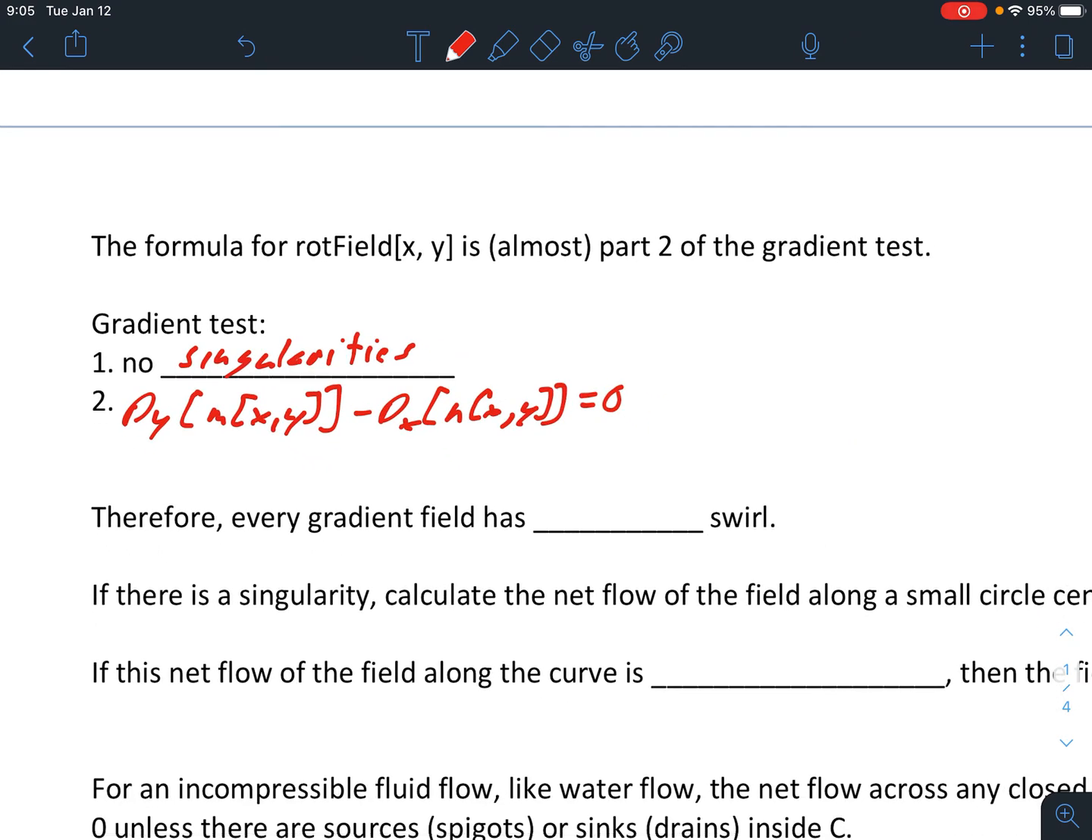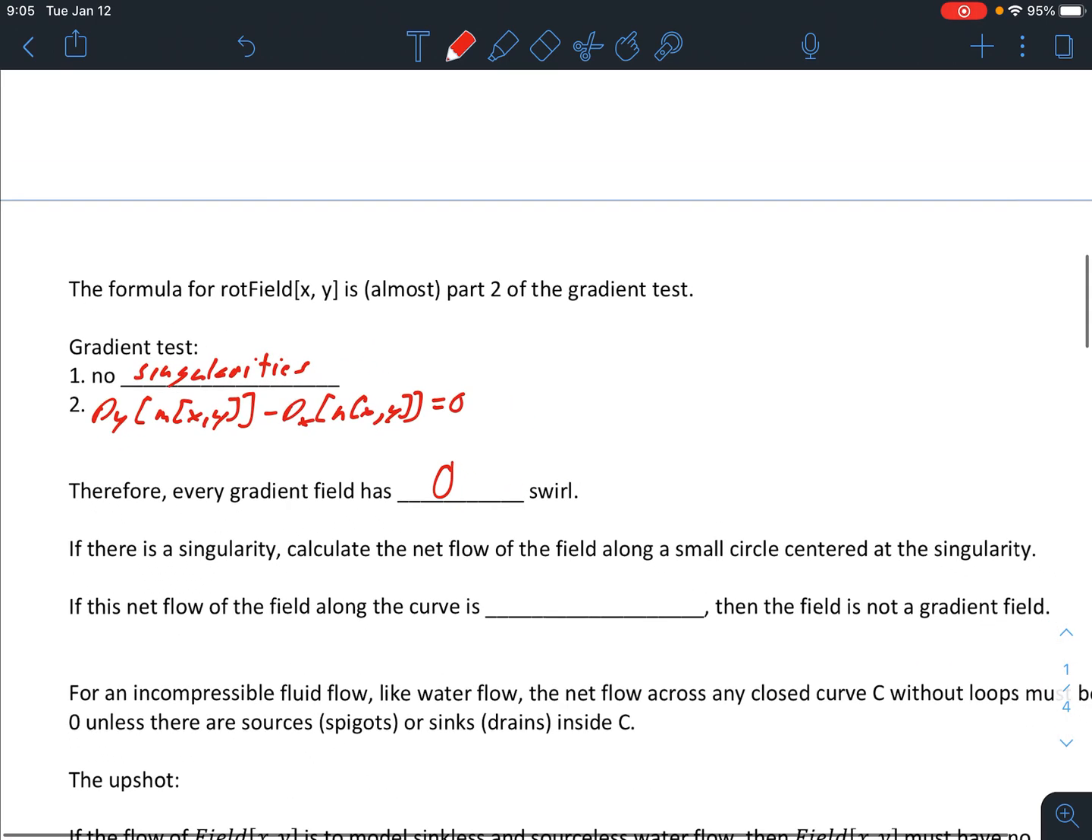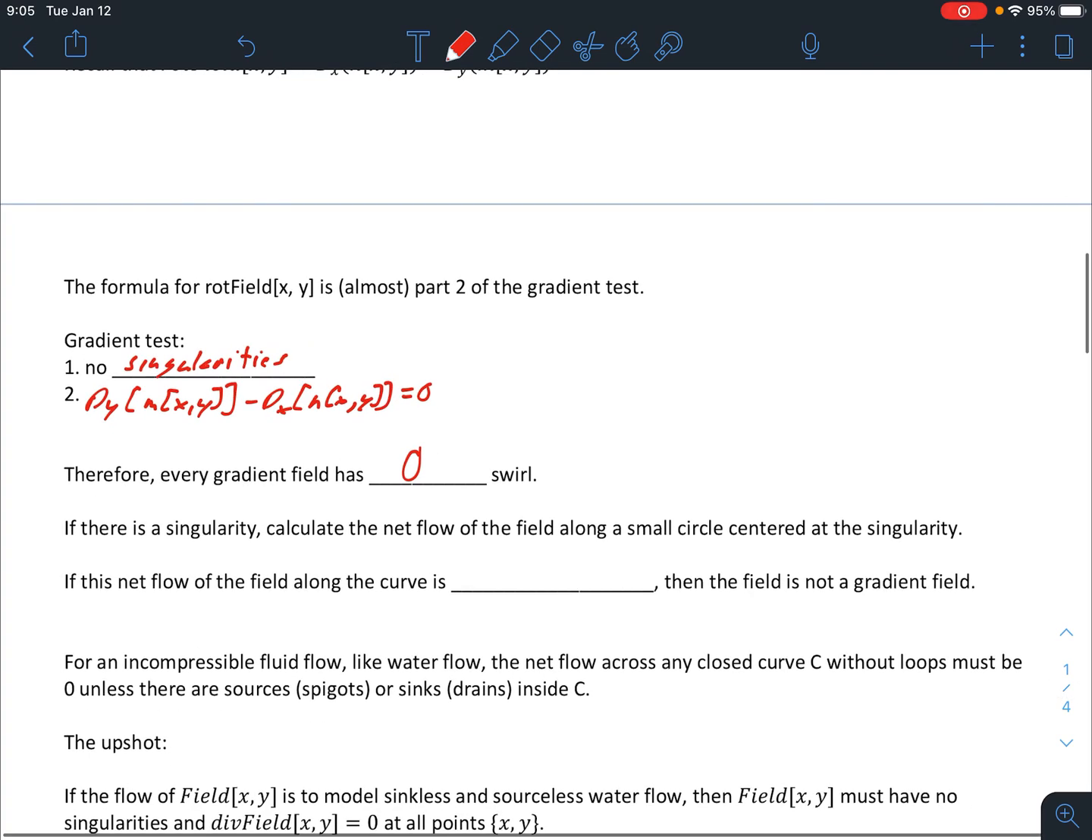All right, so since they're so closely related here, we can say that every gradient field must have 0 swirl. So if there's a singularity, we calculate the net flow of the field along a small circle centered at that singularity. If the net flow of the field along the curve is not zero, then that field simply is not a gradient field.